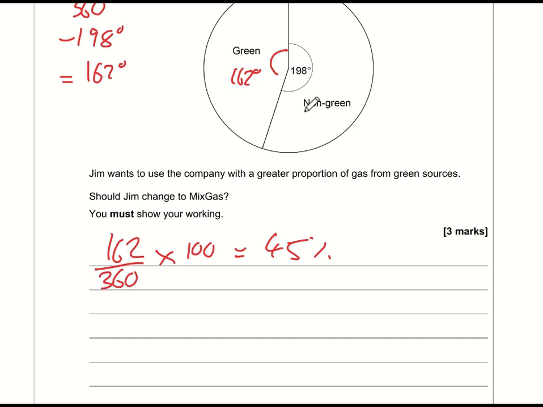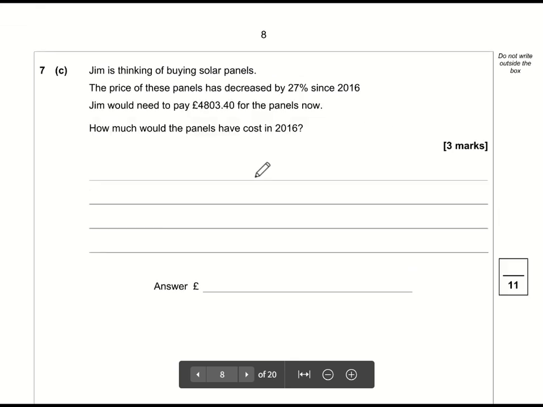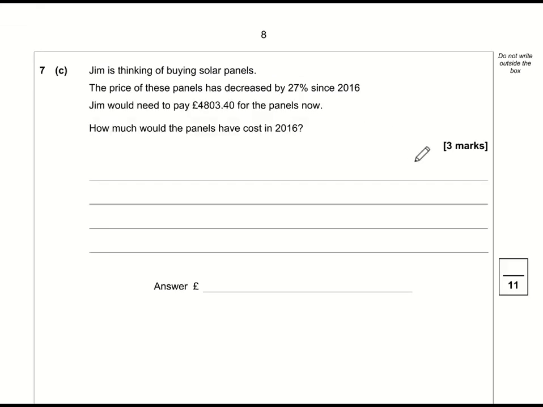So mixed gas is 45%, and 45%, well, that is greater than the 43% from his current supplier. So should Jim change to mixed gas? Yes, he should. 7C, Jim's thinking of buying solar panels, and the price of the panels has decreased by 27%. So if it's decreased by 27%, then that means that Jim would have paid 100% minus 27%, which is 73%. And this is what they would cost now.